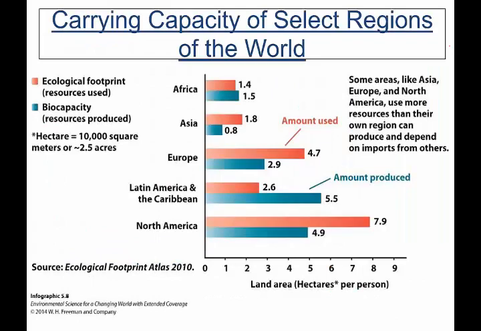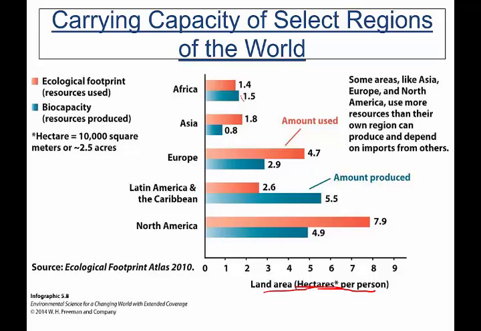So what does that mean for the world? Well, this is showing us the carrying capacity of different regions of the world. The y-axis is the hectares per person, so this is really the ecological footprint in a way. The other axis is showing you the countries. The orange is the ecological footprint, and the blue is the biocapacity. Look at it this way: the orange is how many resources are used, and the blue is how many resources are produced.